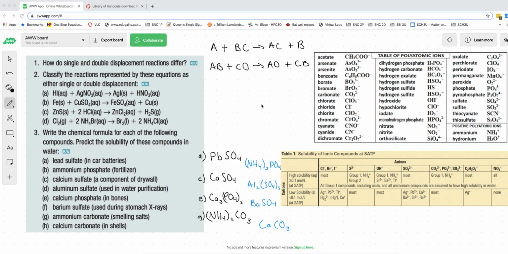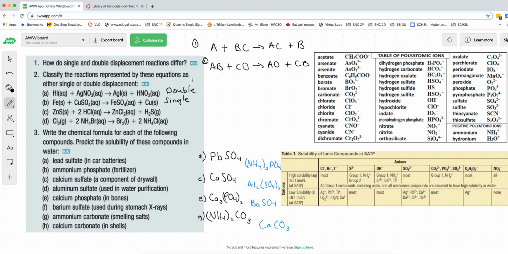In question 2, we want to classify the reactions as being either single or double, so I'm just going to write S or D. This one follows this pattern, so of course it is going to be double displacement. And you can see the states here as predicted by the solubility table. This one is single displacement because it follows the pattern above. I should call these 1 and 2.